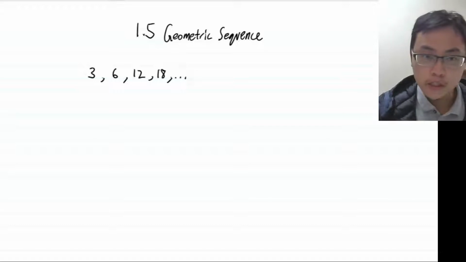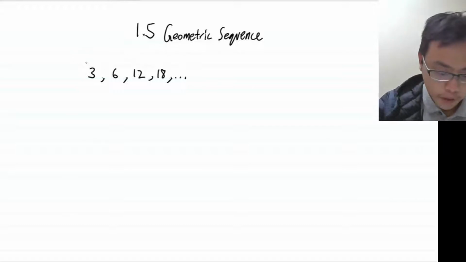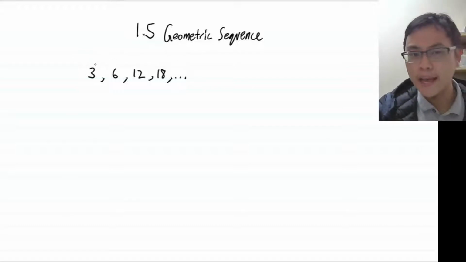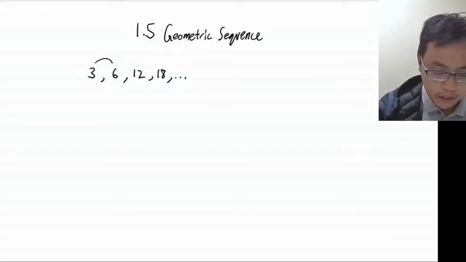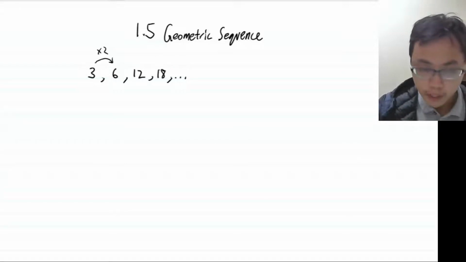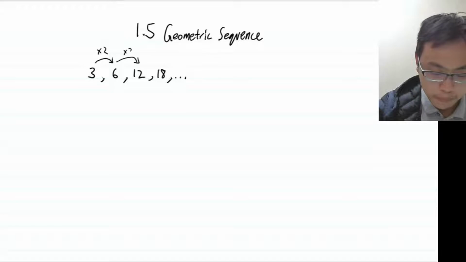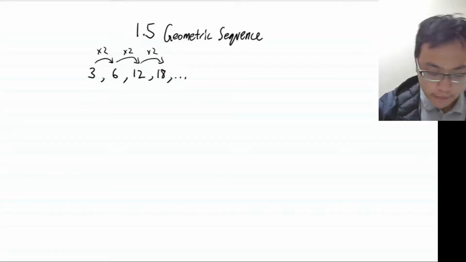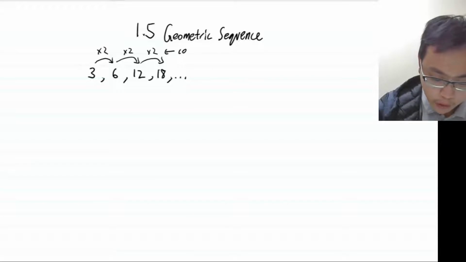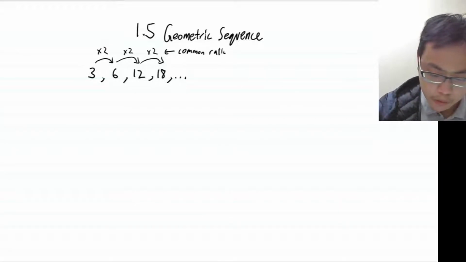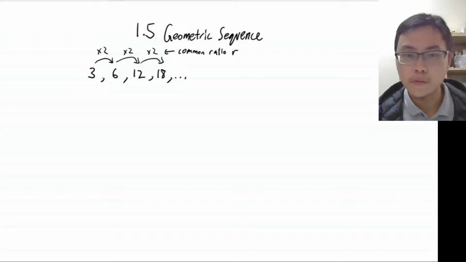So if we look at this geometric sequence over here, from 3 to 6, instead of adding 3, we're going to actually multiply by 2. And then from 6 to 12 is also multiplied by 2. From 12 to 24, it's multiplied by 2. And it keeps going. And this is what we call the common ratio, R. We use R to denote the common ratio.